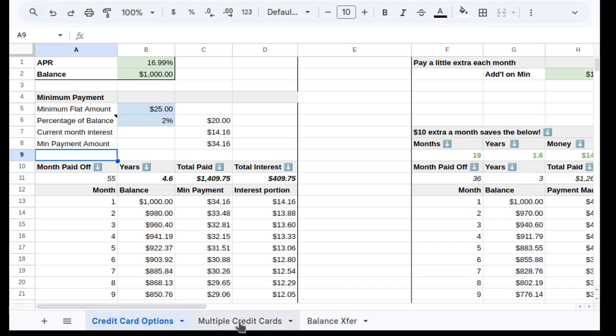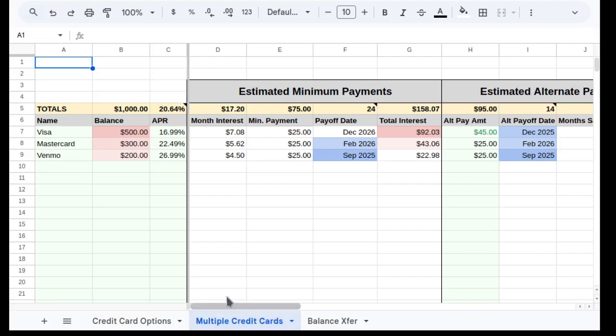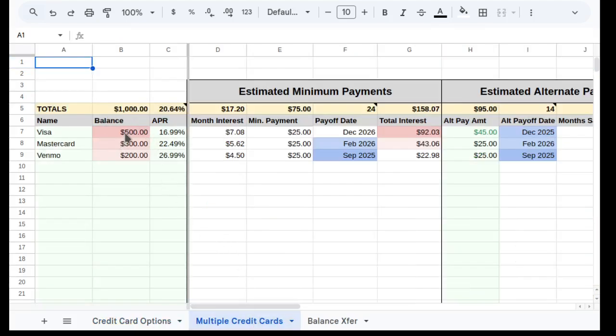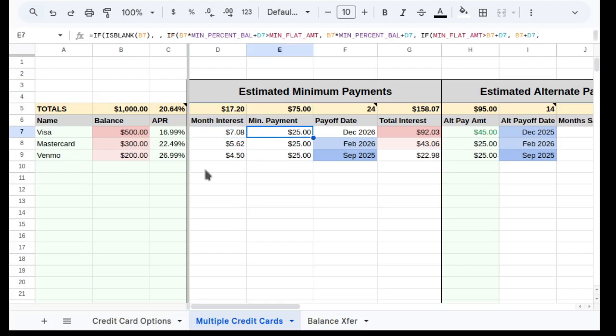If you go to the next tab or sheet, I have created a field called multiple credit cards. And actually, I'm going to change this value back to what it was before. It's 26.99. So let's just say you have 3 different credit cards and they total up to $1,000 debt. And you want to figure out how much you're actually paying in interest and what the payoff dates are and all that. Well, if you had a $500 debt on your Visa at 16.99%, this is the monthly interest for the first month. This interest obviously goes down as you pay off your debts.